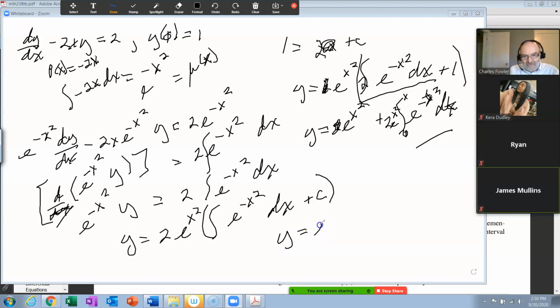Y is equal to e to the x squared. Let me clean this up too. That's where that came from. If you go back to the error function, how this thing right here differs from that, we've got the 2, we've got the integral, and we've got the e to the minus t squared dt. So everything's good except the root pi.